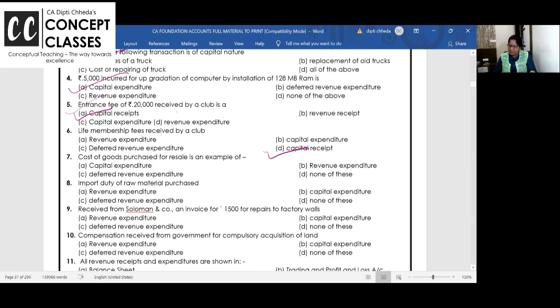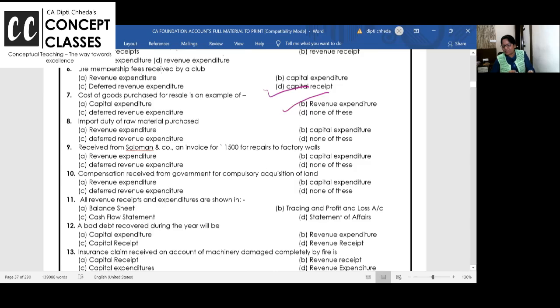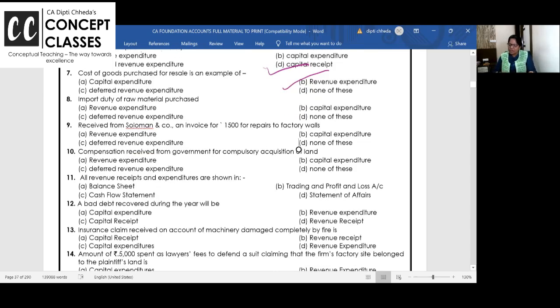Cost of the goods purchased for resale. You have purchased the goods for resale. Revenue expense. No need to think. Import duty of the material purchased: revenue, capital, deferred or none? Revenue. If you have paid import duty for importing raw material and for production, charge it off.